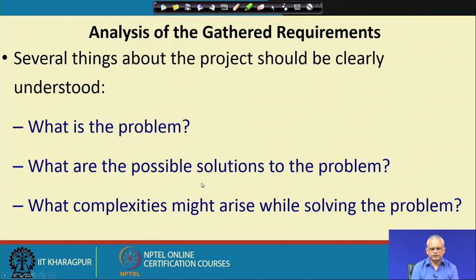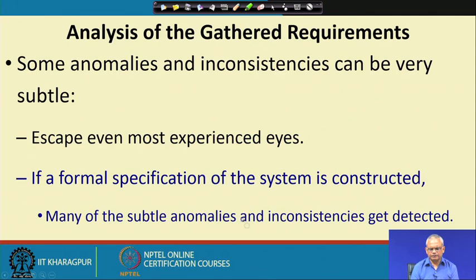During the gathering of requirements and the analysis, several things must be clearly understood: what is the problem that the user wants to solve, what features are needed, and how can this be implemented. Because if the user wants to do something very far-fetched which is difficult to implement, we should not really accept that. We should modify it to something which can be meaningfully solved, and then must understand what the complexities are while solving the problem.